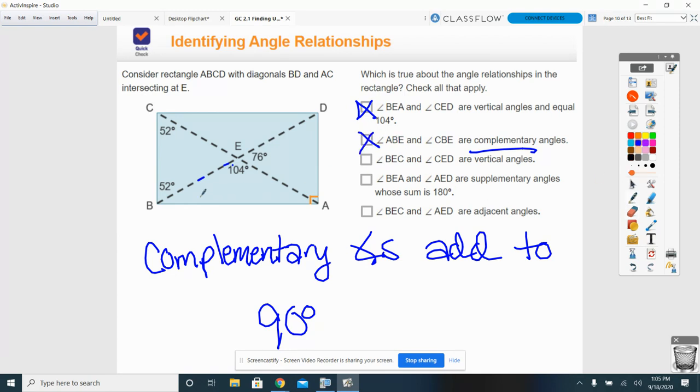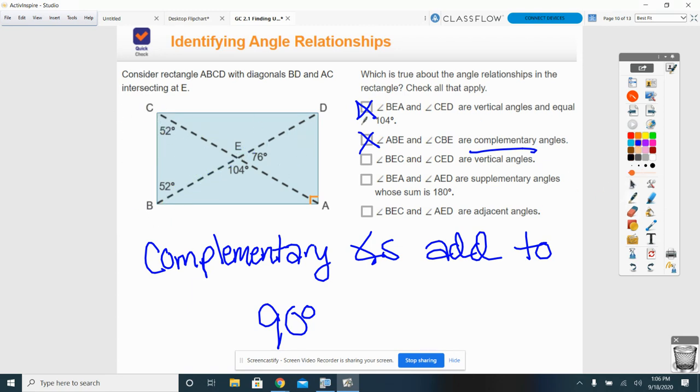Next, BEC, and CED, are they vertical? Are those two vertical? Are they kissing? No, those are adjacent. Those are not kissing, so that's not correct.